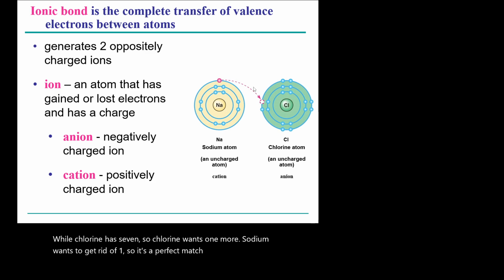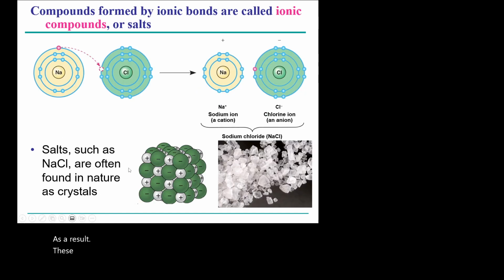You have your metal and your nonmetal, and you have a metal who is looking to give away 1 electron and a nonmetal that's looking to receive 1 electron. This is how ionic bonds form. As a result, these form an ionic compound called sodium chloride. Sodium chloride is a type of salt. Salts are the result of ionic compounds, or salts are ionic compounds.